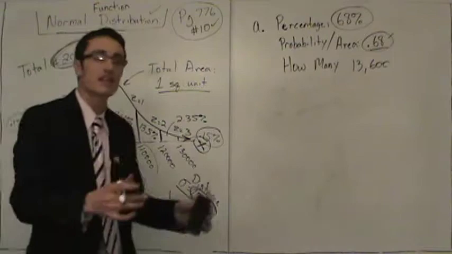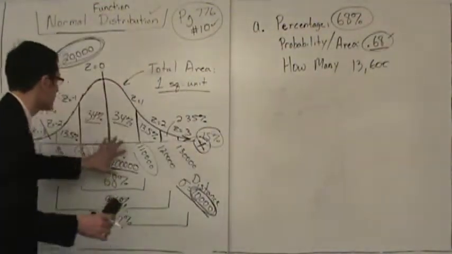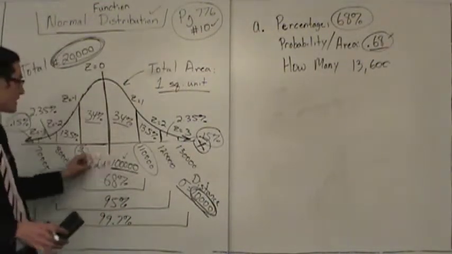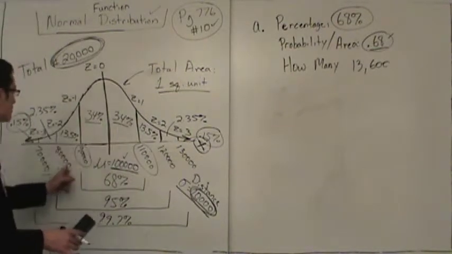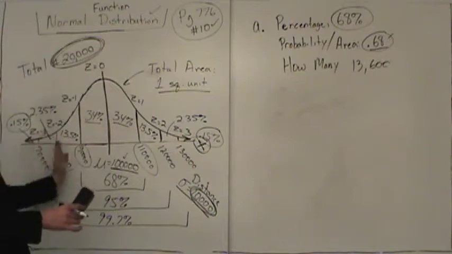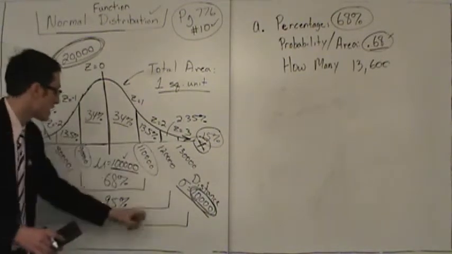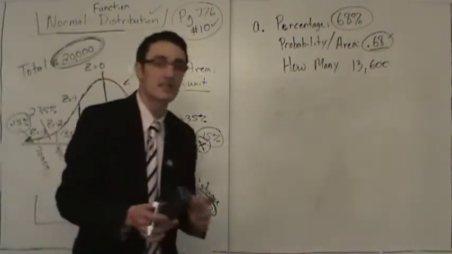But what is the likelihood if you buy a battery that's going to last somewhere between 90 and 110,000 miles? About 68% chance. What's the percentage chance if you buy a battery that's going to last somewhere between 80,000 and 120,000 miles? A 95% chance. This is how we analyze product consistency.